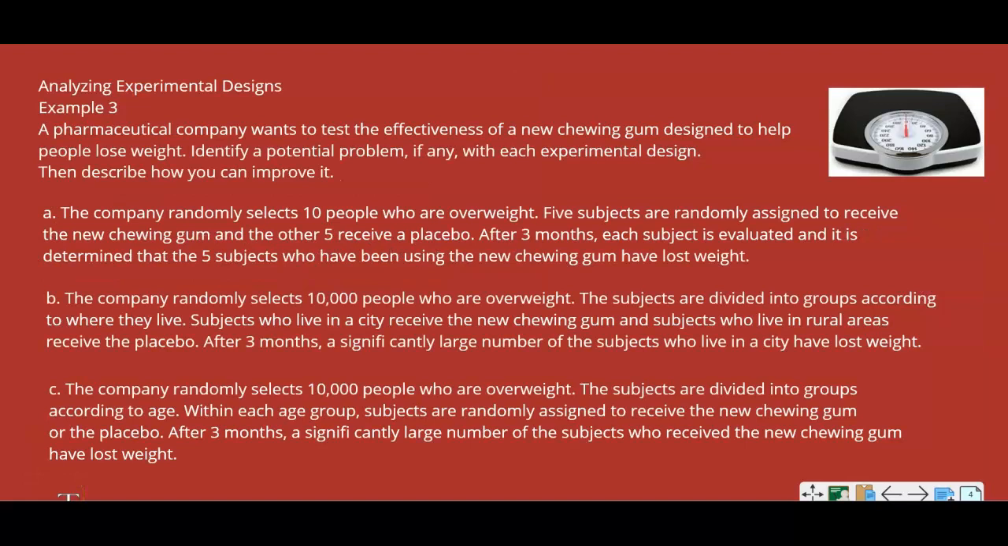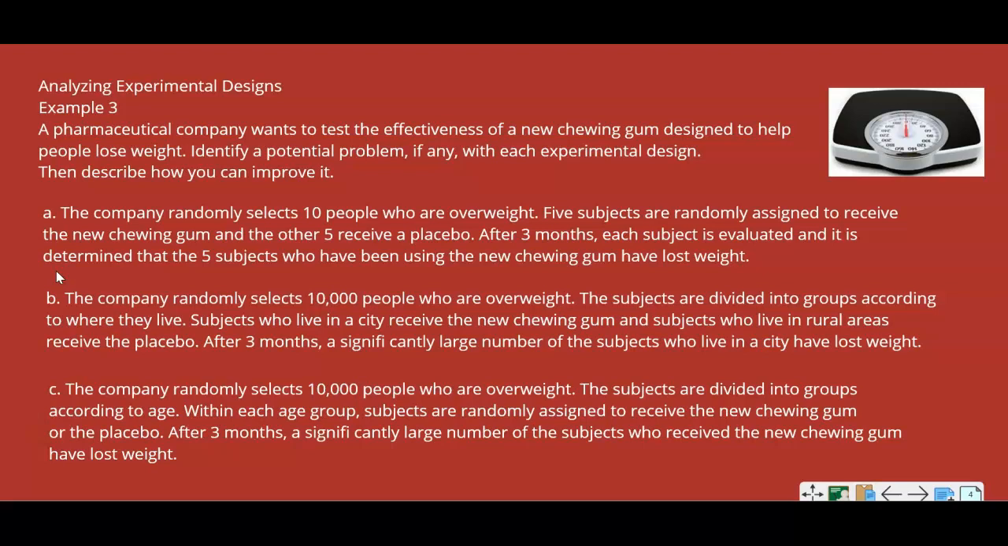Example 3, analyzing experimental design. A pharmaceutical company wants to test the effectiveness of a new chewing gum designed to help people lose weight. Identify a potential problem, if any, with each experimental design. Then describe how you can improve it. A part says the company randomly selects 10 people who are overweight. 5 subjects are randomly assigned to receive the new chewing gum, and the other 5 receive a placebo. After 3 months, each subject is evaluated, and it is determined that the 5 subjects who have been using the new chewing gum have lost weight.